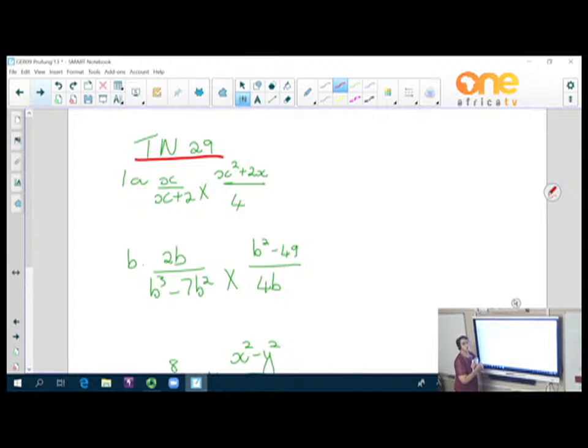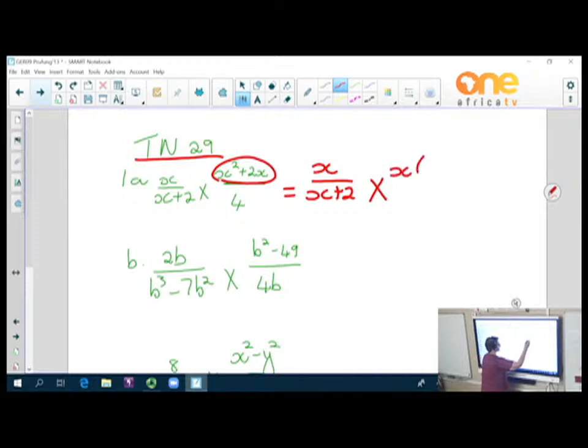Now we look at try now 29. Now first do the exercise and then you can mark it. And here factorization is still vitally important. I can only cancel if I factorize. Now the one that we need to factorize here is this one. Can you see? So this one is then, so I have x over x plus 2 times, and I factorize here now in its x plus 2 over 4.